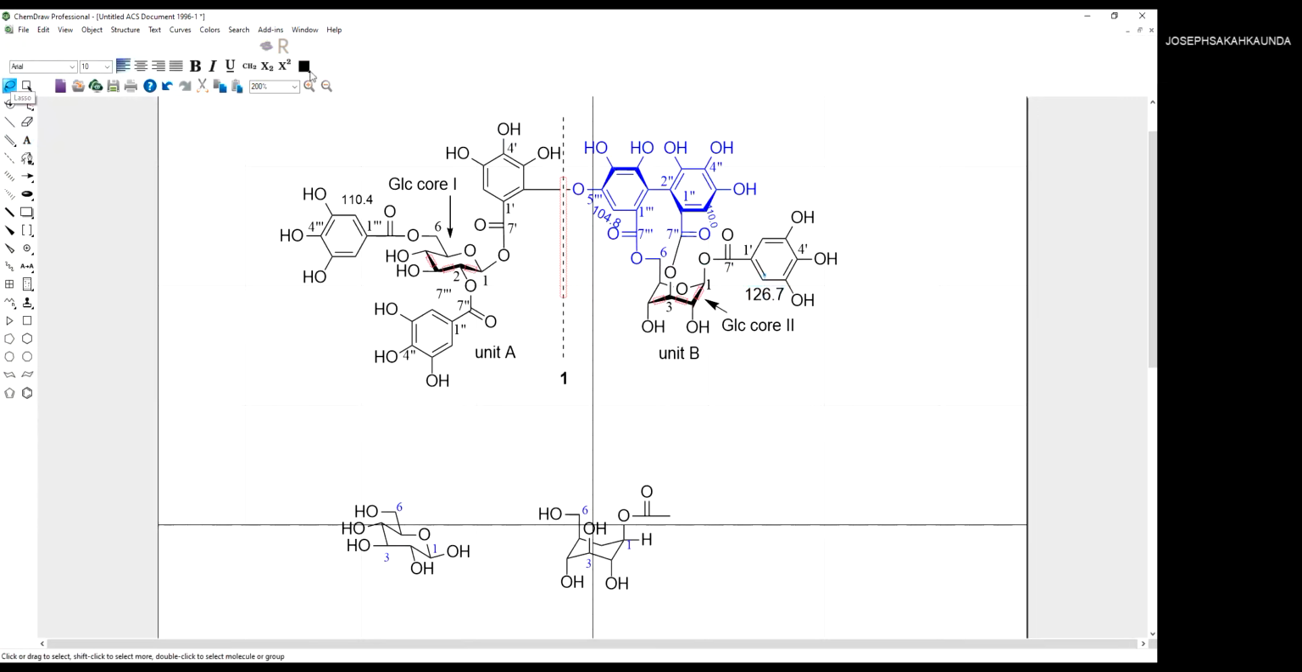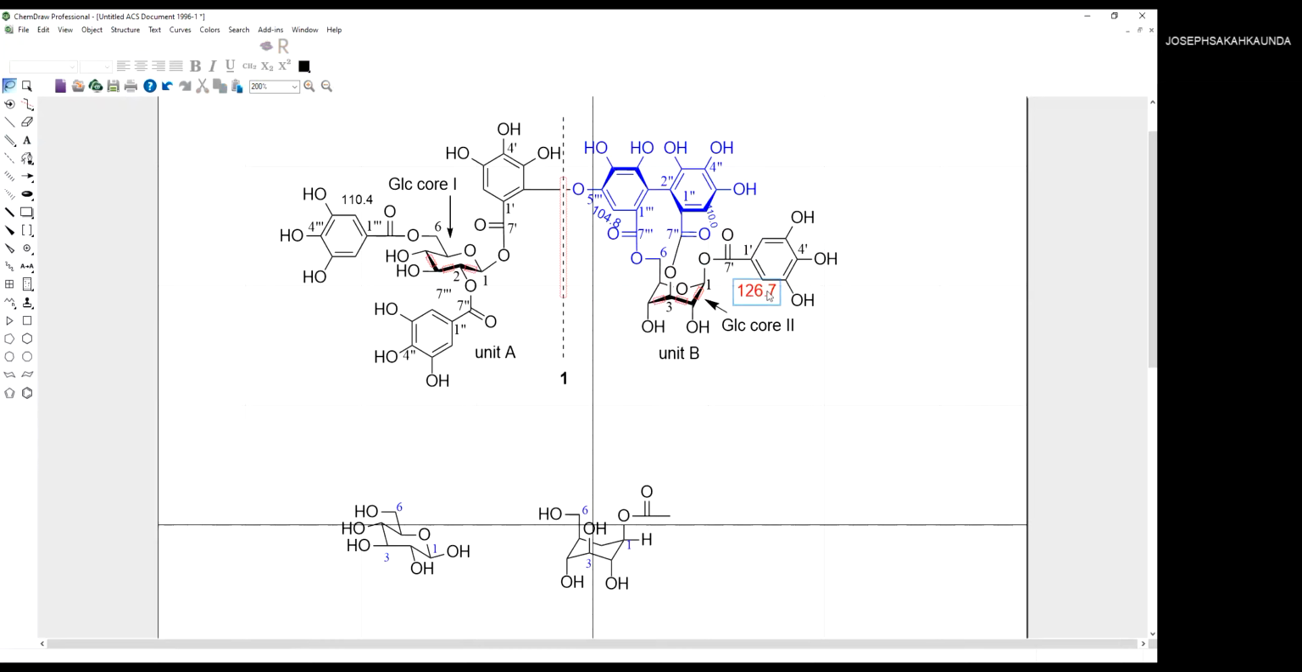Let me just put that on there. If this carbon is 126.7, if this is a galloyl, then it means this carbon 2 is 126.7. But then from HMBC, you will see that the proton belonging to this carbon 126.7 correlates with itself, the same carbon.